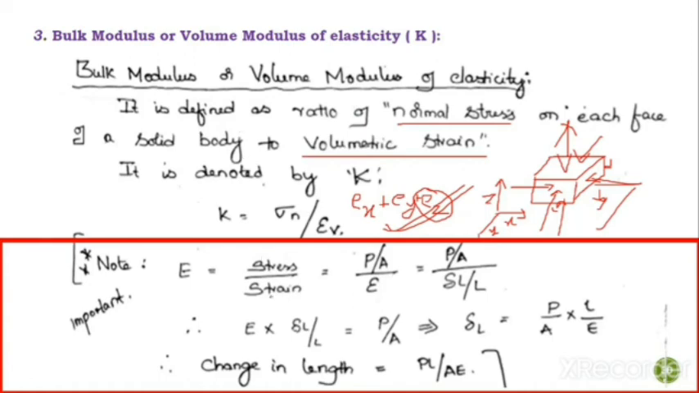Let me just remind you about this formula over here. Young's modulus is stress by strain. Stress is force by area, and strain is epsilon. Of course, epsilon can be written as delta L by L. This is small delta, which looks somewhat like an S. So P by A divided by delta L by L, and just reshuffle these terms. So delta L will be equal to P by A into L by E. So what is delta L? It is the change in length.